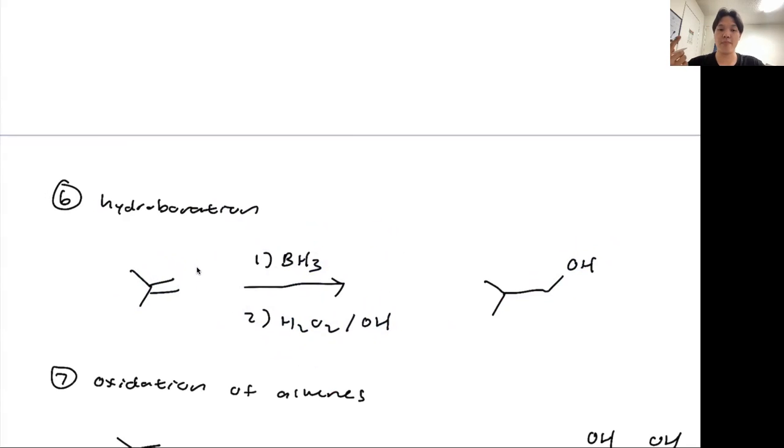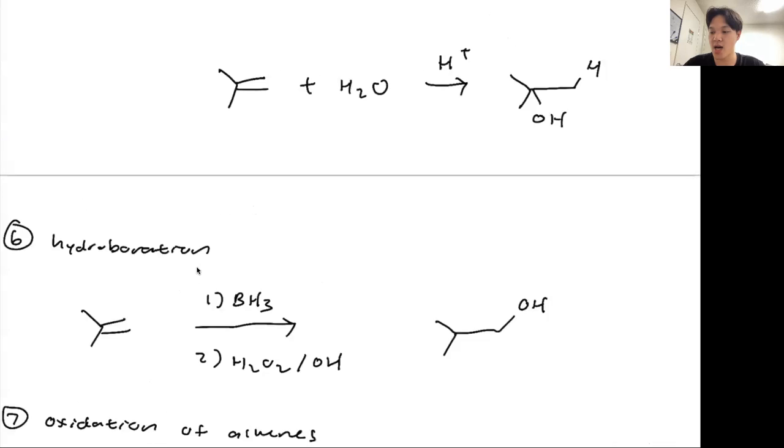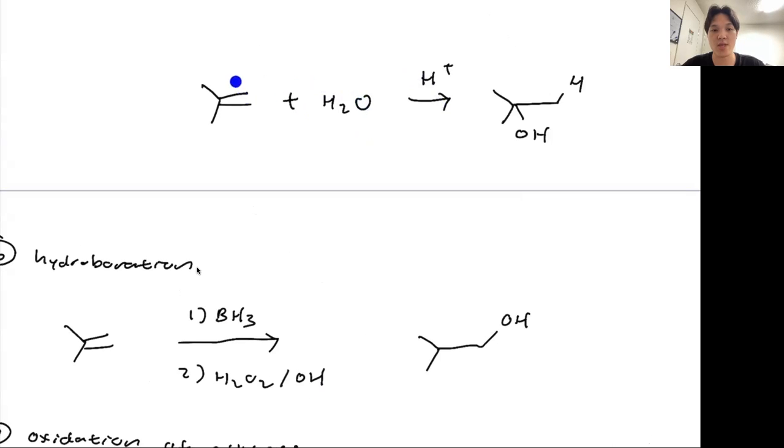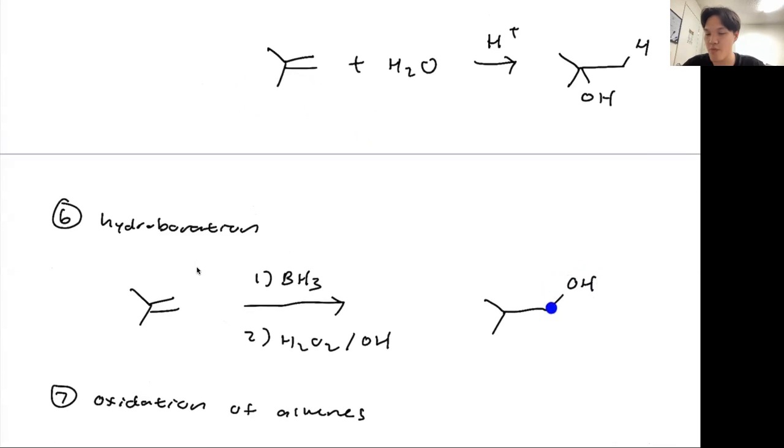If you remember from up top, if we do H2O under acidic conditions, this will lead to an alcohol on the more substituted carbon, right? Because of the fact that we are going to have a carbocation on this tertiary carbon, right? The only difference is this time we're putting it on that primary, right? So we use these two solvents, right?